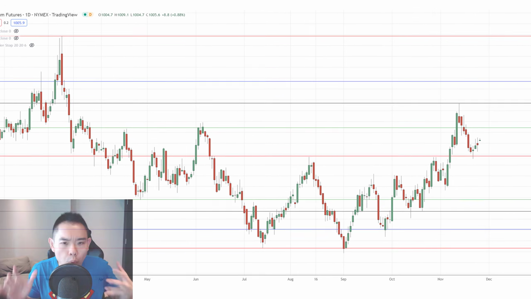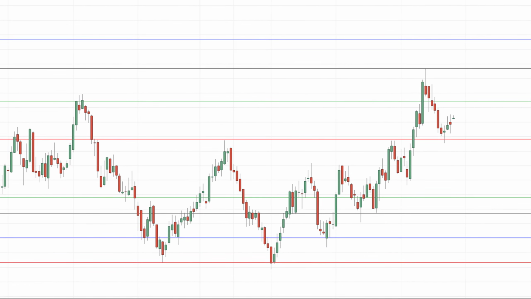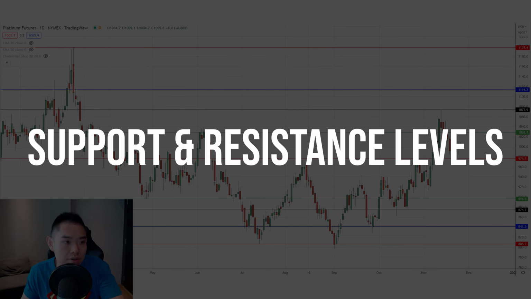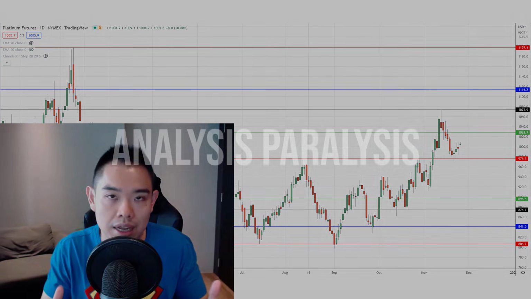Have a look at this chart over here. Now let me ask you, what is wrong with this chart? Take 3 seconds to think about this. The answer is that there are too many support and resistance levels on the chart. And when you get too many support and resistance levels on the chart, you get analysis paralysis.